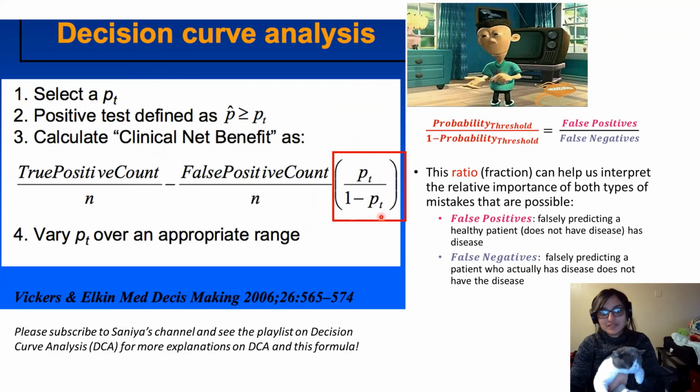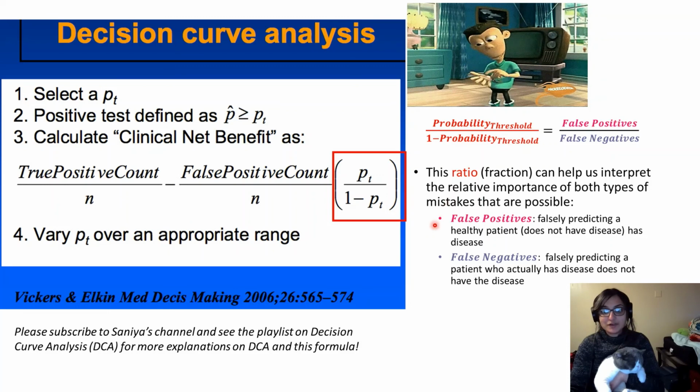This formula is for the treated individuals, those who are predicted as being positive. But as I show in other videos, it can be the same for net benefit on the untreated or net benefit overall. This is net benefit on the treated. True positive count over n, the number of individuals in the data set, minus false positive count over n multiplied by the same fraction that we saw, PT over 1 minus PT. And as we just saw, this ratio gives us the relative weights of the harms of false positives over false negatives. So it helps us interpret the relative importance of both types of mistakes that are possible.